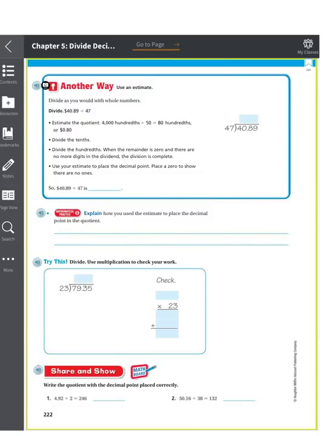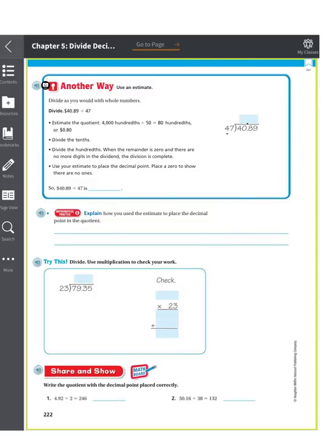Okay, this also says another way you can do this is to divide as you would with whole numbers, and that's actually what we just did. But then it says to use an estimate. You always want to make sure it's right around where the answer would be. But again, I suggest just dividing it like normal. So, and then just putting the decimal up straight. So again, putting the decimal right up there.